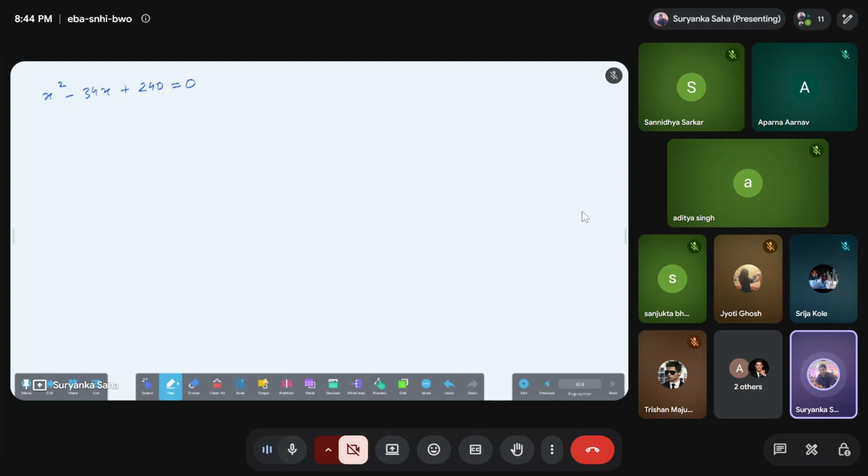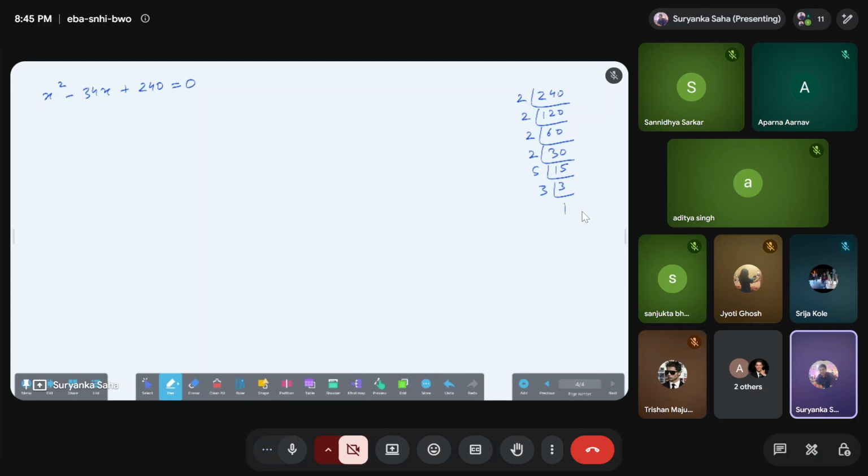240 is the last term. Prime factorize 240. You are getting 2, 120. What is the trick I taught you? Odd number, even number game. Remember, everyone? Or you forgot?